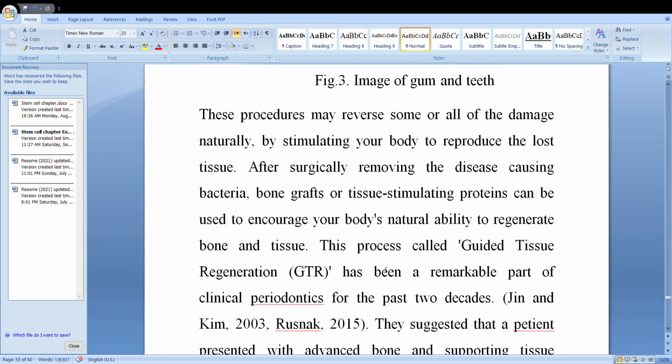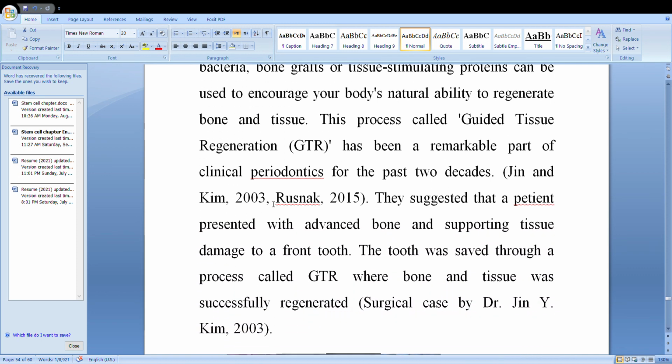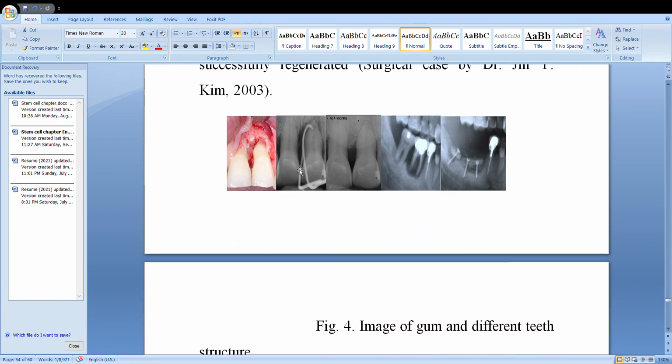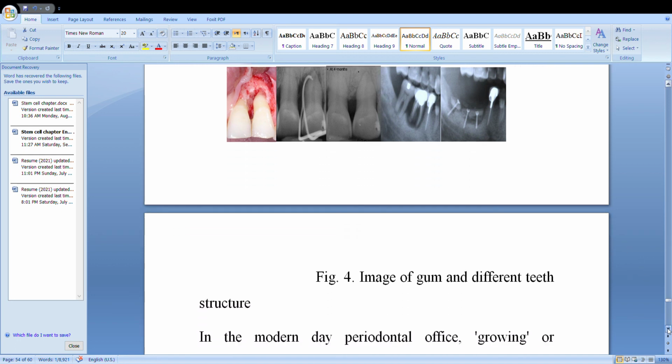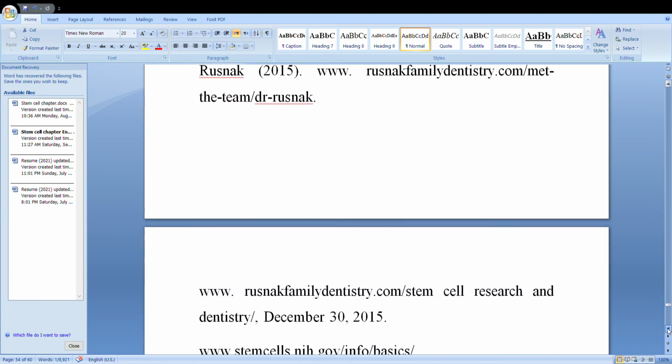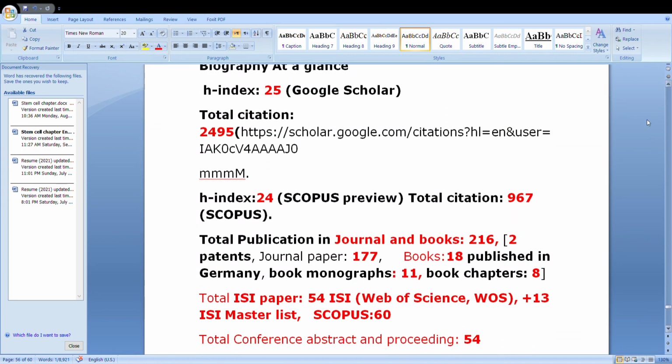It is their reported data, and the scientists Jean and team 2003 and Rasnek 2015 did this work. Also here we can see different types of loss, and they repaired this loss with stem cells. So these are the results of the scientists. Some references you can see here.